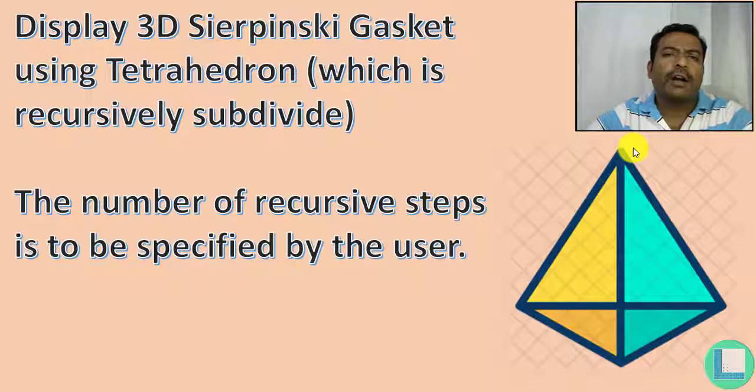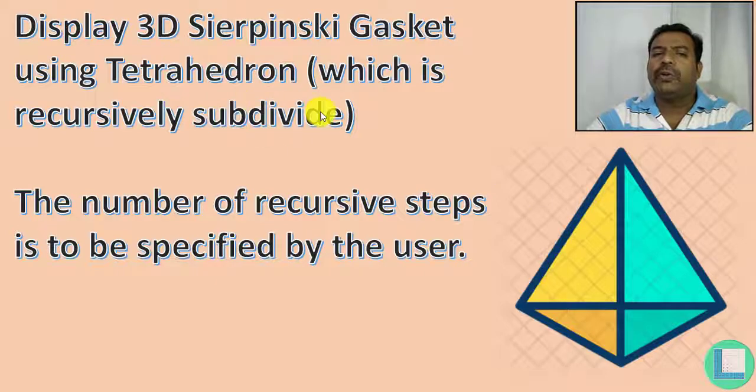In this video, we are just going to discuss how we are going to design and display a 3D Sierpinski gasket using tetrahedron. We are going to have a tetrahedron shape, and we are going to divide this tetrahedron in such a way that it is going to appear like a 3D Sierpinski gasket. Whenever you want to divide, we are going to use the concept of recursion. Hence we say we are going to display 3D Sierpinski gasket using tetrahedron which is recursively subdivided.